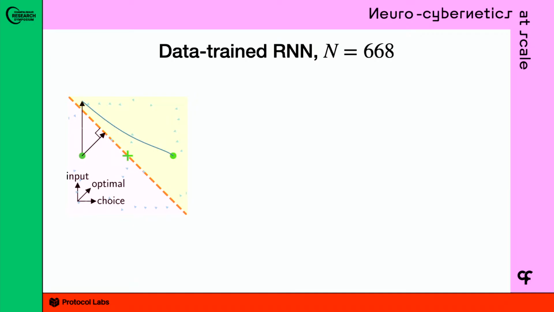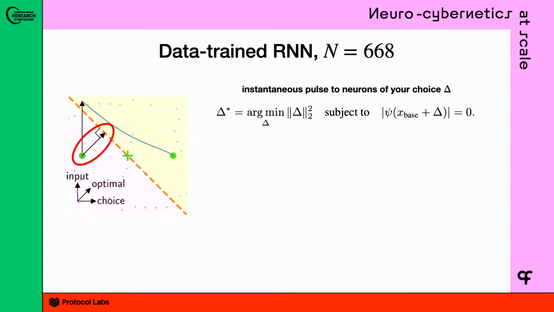The next thing that we want to do, going back to this picture that I showed you at the beginning, is to find this optimal direction, because now we can use our scalar function for this. So let's say you could deliver an instantaneous pulse to the neurons of your choice, let's say using optogenetic holographic stimulation. Let's call this perturbation delta. So what you want to do is the following constrained optimization. You want to minimize the norm of the perturbation delta subject to the constraint that the final point is on the separatrix. And that's given by making our Koopman eigenfunction 0.